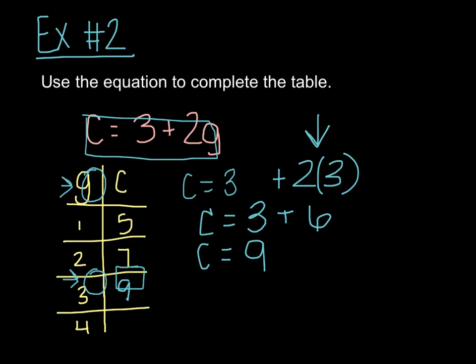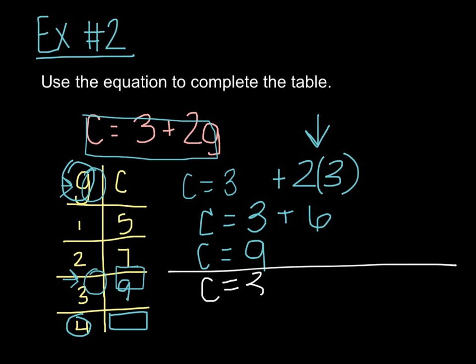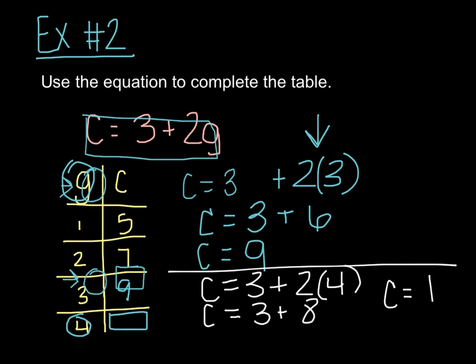My next missing value has a 4 in place of the G. So I do the same equation. C equals 3 plus 2, but I put a 4 this time in place of the G. So then I have C equals 3 plus 8, because you have to do your multiplication first. And then 3 plus 8 equals 11. So that is my last missing value.